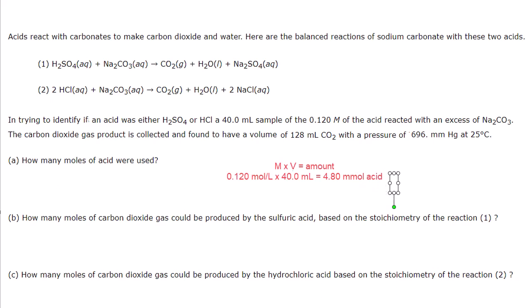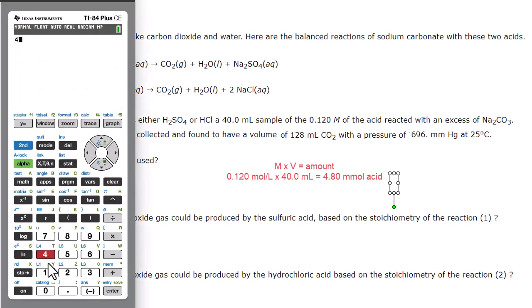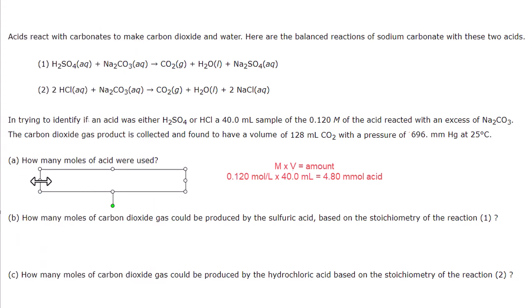Let me just double check that. I'll pull my calculator out and do our 40 times 0.12. That way we'll be sure we've got the decimal point right. And yes, 4.8 millimoles. I'll write that down. And don't forget that little millimole in there. It's the thousandths of a mole. Or if you want, you could have written 0.0048 moles of HCl or H2SO4. We're not sure which one it is.